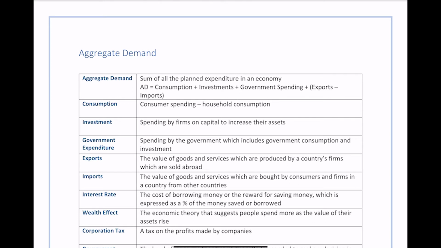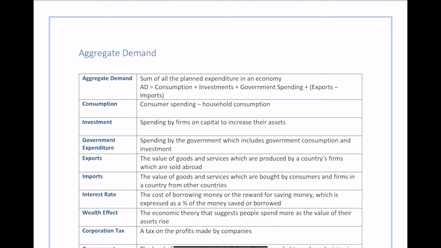Cool. Then we've got something called the interest rate. The interest rate is basically the cost of borrowing money or the reward for saving money. That's usually expressed as a percentage of the money which you save or you borrow. So if I'm taking a loan from the bank for £1,000 and they charge me 10% interest on it, that's how much money I have to pay for borrowing that £1,000. At the end of the day, I'll have to pay £1,100 back to the bank, but that was for the privilege of being able to borrow the £1,000 from the bank.